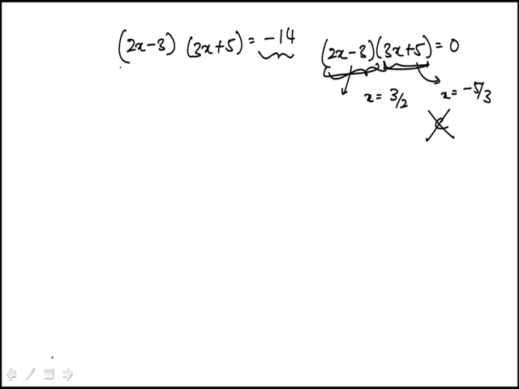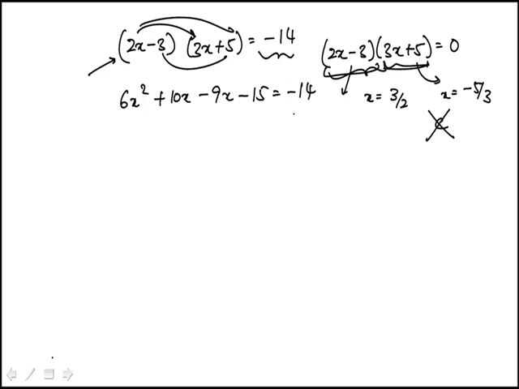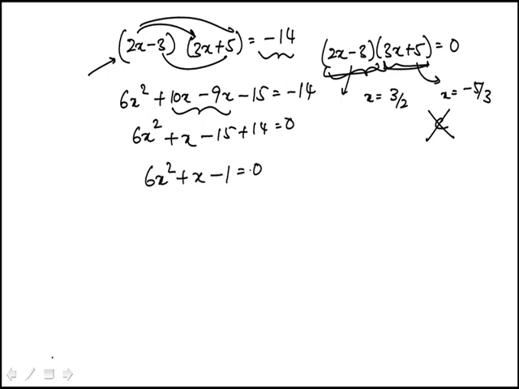So the traditional way of doing this would be to do the expansion, meaning multiply these out. So that's going to be 6x squared plus 10x minus 9x, and then the last term is minus 15, equal to minus 14. I want to combine like terms, so that's plus x. Move the 14 here, it's going to become minus 15 plus 14, so it's minus 1. And then you have to factor this.